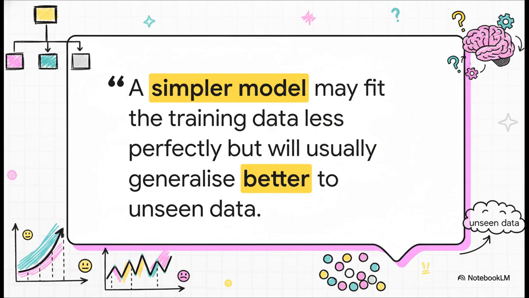To do this, the algorithms use something called a complexity penalty. Think of it like a tax. For every new branch the tree adds, it gets a small penalty. So the goal is to find the tree that has the best accuracy after you subtract all those penalties. It basically forces the model to ask itself, is this new branch really worth the cost?